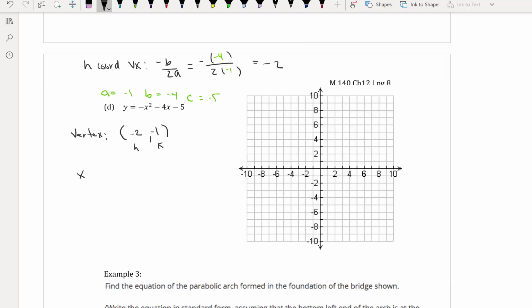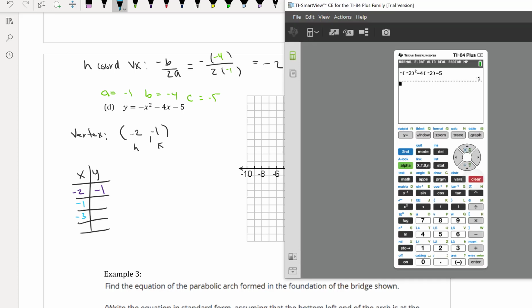So again, I can come up with some values for my x and y to give me some ordered pairs. So I have -2, -1. So maybe on the right hand side of -2 is going to be -1, and on the left hand side would be -3. I'm going to try those values of x. So I'm going to plug those values into x into my original equation. So I have negative, and I have -1 squared minus 4 times -1 minus 5. And that gives me -2. So I have -2 as my y value.